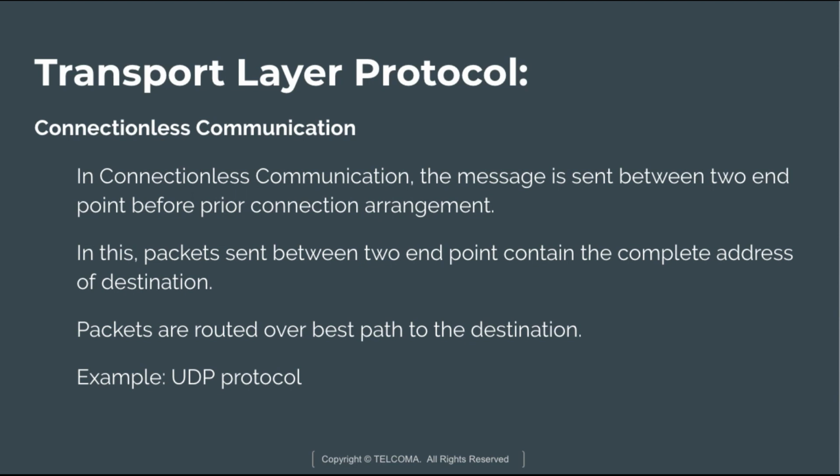Next is connectionless communication. In connectionless communication, the message is sent between two endpoints without prior connection arrangement. The packets sent between two endpoints contain the complete address of the destination. The packets are routed over the best path to the destination, and the example of this is the UDP protocol. This connectionless protocol doesn't follow the three-way handshaking procedure for connection establishment, and it doesn't guarantee the delivery of packets.